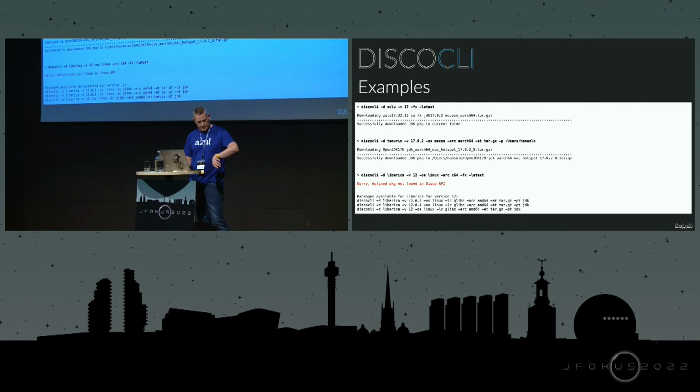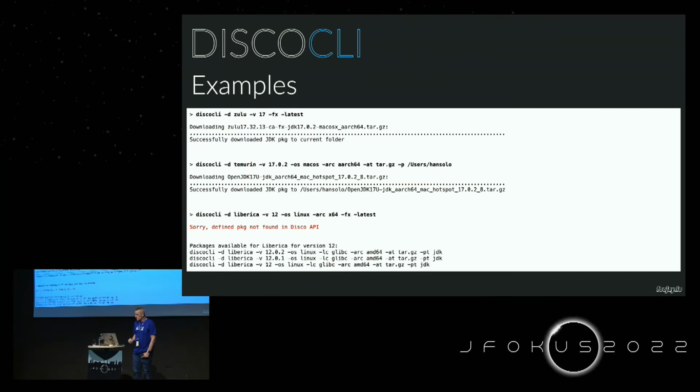As a little example here, let's say you would like to download the latest version of Java 17, bundled with FX, Zulu, then this is the stuff that you type in, and it will directly download it. And it will download it to your user folder if you don't define the folder. You can also define the folder, but if you don't do it, it's in the user folder. Or you would like to have the Temurin 17.0.2 for macOS, for AArch64. You would like to have a tar.gz, and it should be in that folder, then it will put it in that folder, right? It will directly download it.